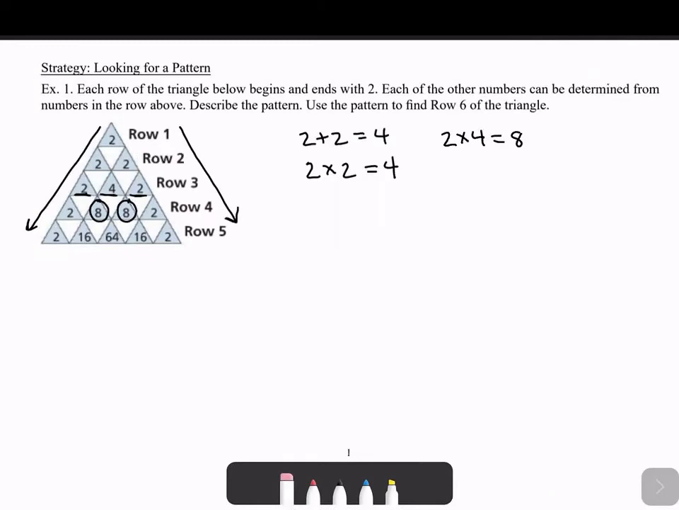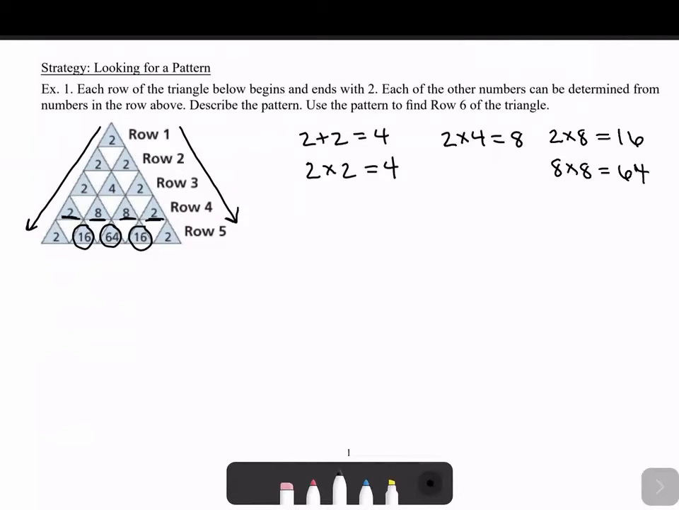So let's go to the next row and see if this pattern continues. In the next row, we have a 16, 64, and 16 that come from a 2, an 8, an 8, and a 2 above it. So again, we know that 2 times 8 is 16. And if we check it in our inside rows, we know that 8 times 8 is 64. So it seems like we figured out the pattern.